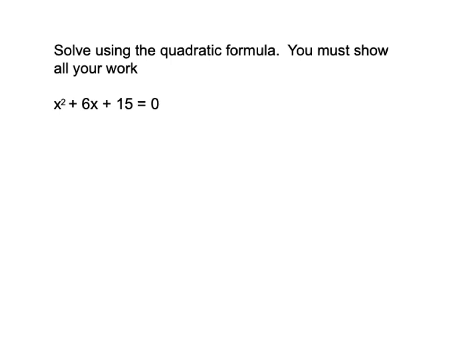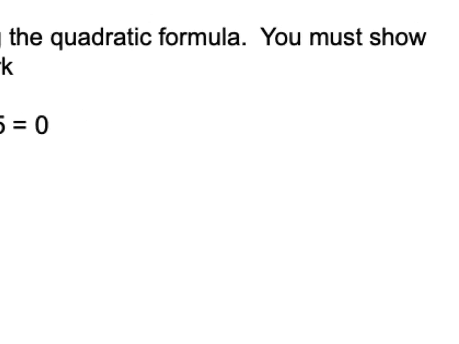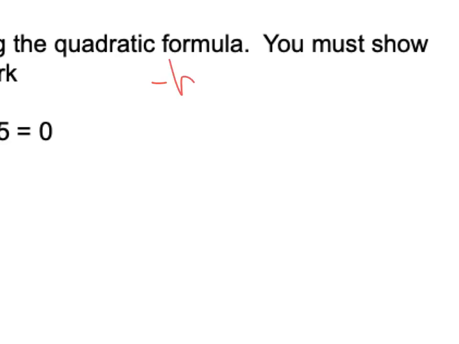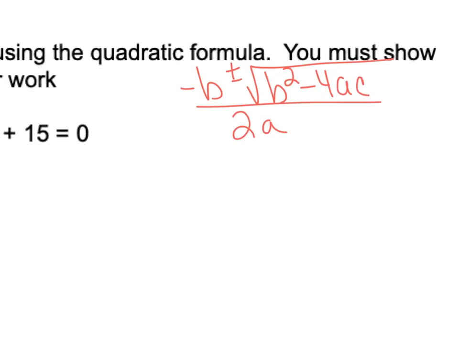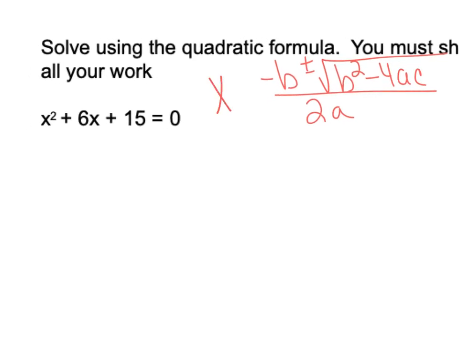This time we're actually going to solve all the way out using the quadratic formula. So I have x squared plus 6x plus 15. Again, it might help every time if you want to write that quadratic formula down. The opposite of b plus or minus the square root of b squared minus 4ac all over 2a. That's x equals that. And identify what our a is. A is 1, b is 6, c is 15.